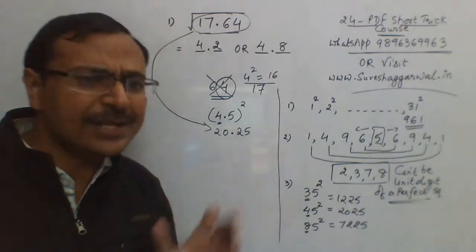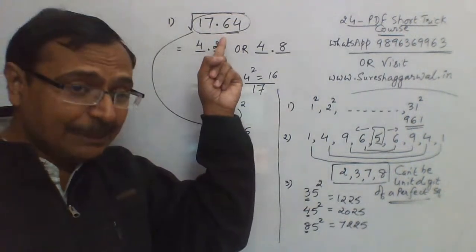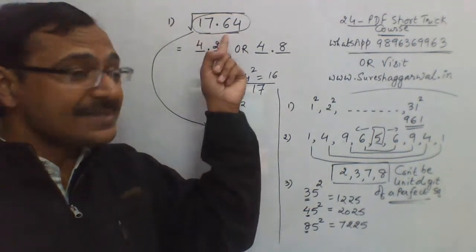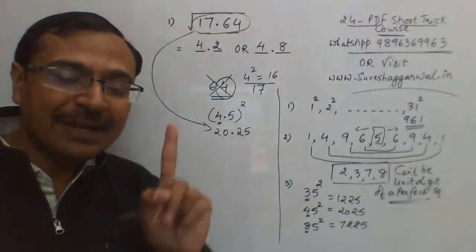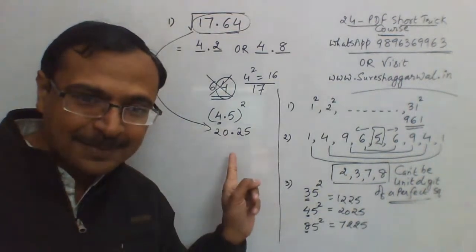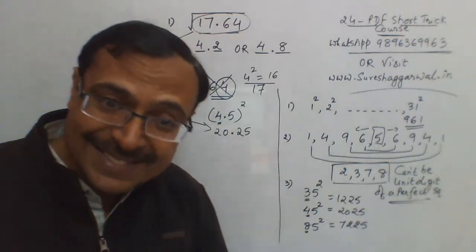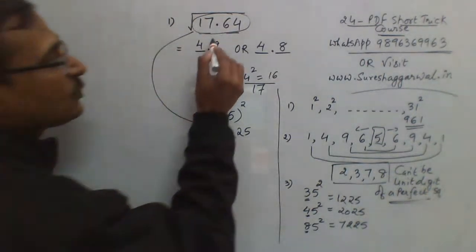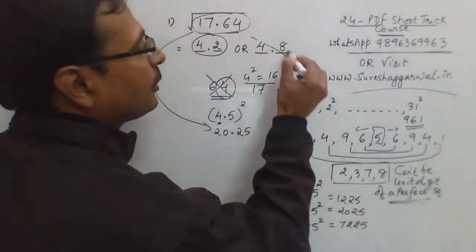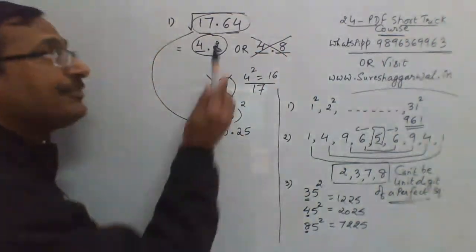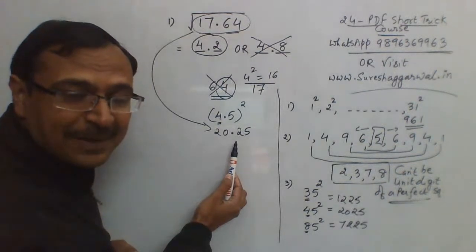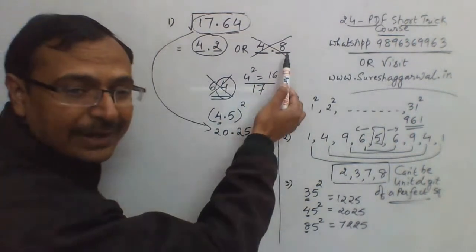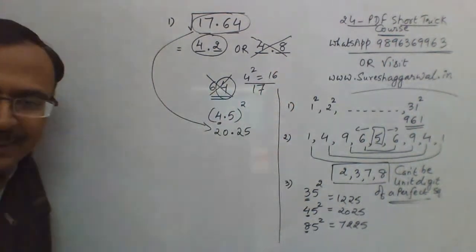Now 4.5 square is 20.25 and my number in the square root is less than this. When my number is less than this, my answer is also the lesser one. So my answer is 4.2, not 4.8. If this number would have been greater than this, my answer would have been the greater one.